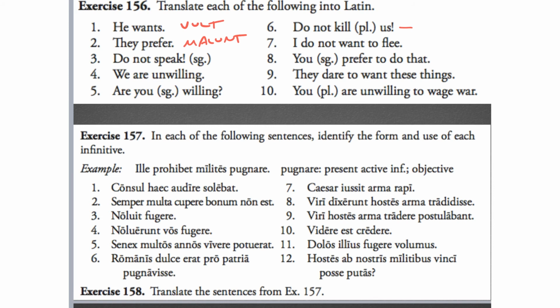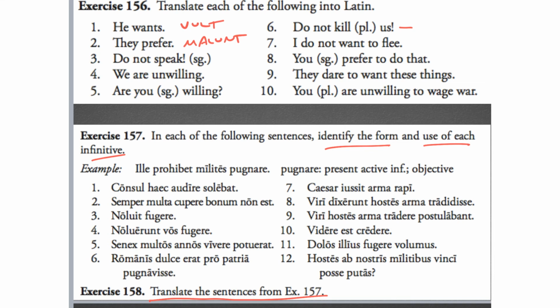All right, so down here, 157, identify the form and use of each infinitive. Don't worry too much about the use. What you learn in this chapter is an objective infinitive. That's to be contrasted with a complementary infinitive, but the idea is they both come after verbs that can take an infinitive, whether want to, or dare to, or are able to, something like that. So really just identify the infinitive, and it might be good practice to translate the sentences. You can do that in 158. So just identify the infinitives and translate the sentences.